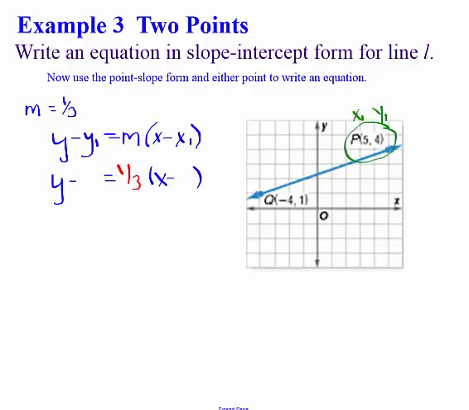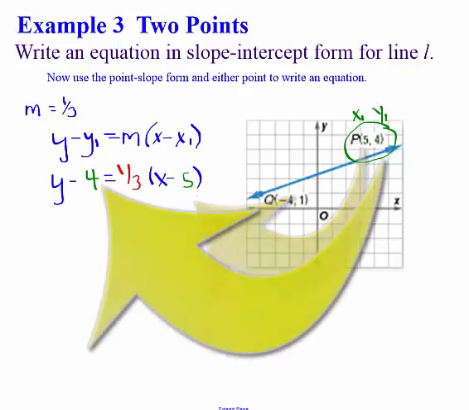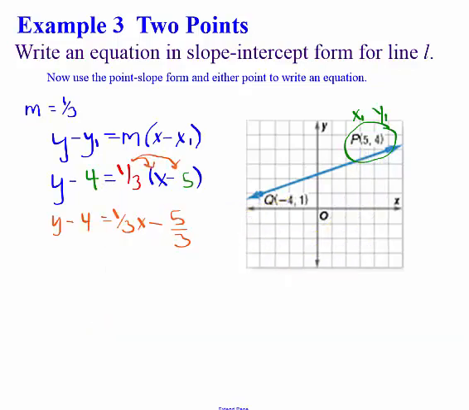So my x1 is going to be 5, and my y1 is going to be 4. And I want to distribute the 1/3 to both terms, so I would have y minus 4 equals 1/3 x minus 5/3. Now I can add 4 to both sides, and I get y equals 1/3 x plus 2 1/3, and I can change that to an improper fraction, and I would have y equals 1/3 x plus 7/3. So that was the same thing that I got before, so it doesn't matter what point you pick on the line, you're still going to get the same equation for that line.